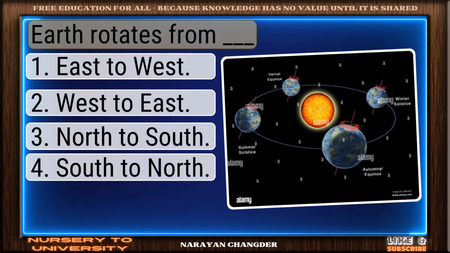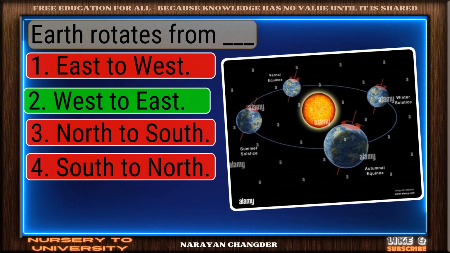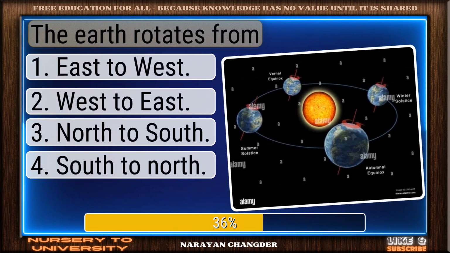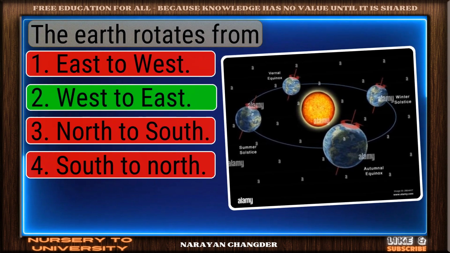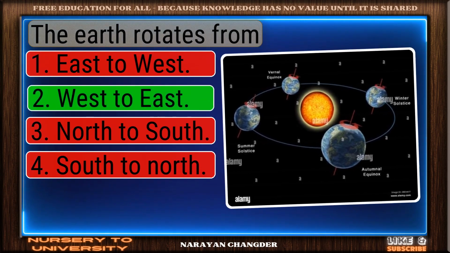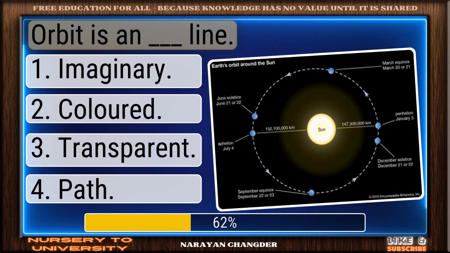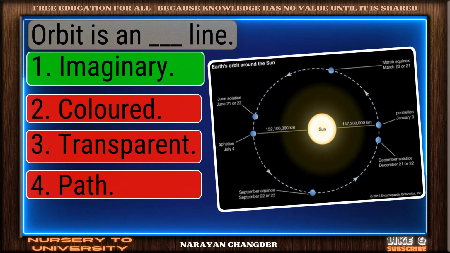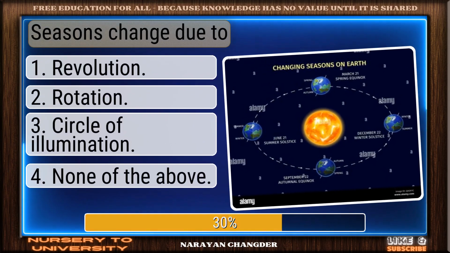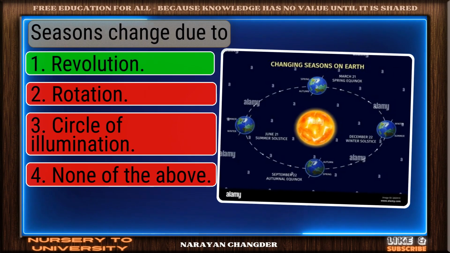Earth rotates from dash. Perfect. West to east is the correct choice. The Earth rotates from. Well reasoned. West to east is the correct choice. Orbit is on dash line. Strong choice. Imaginary is the right answer. Seasons change due to. Right choice. Revolution is the best answer.